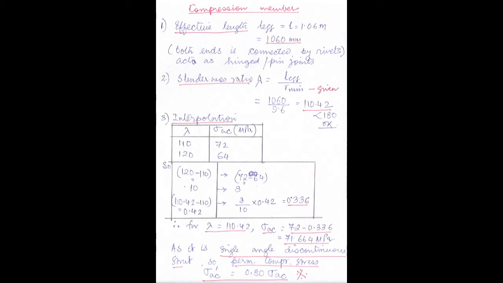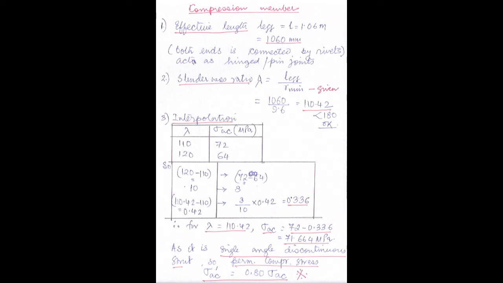Because in the question it is mentioned that both ends are connected by rivets, so it will act as a hinge and a pin joint. Please refer to the table where I have mentioned how you should decide the effective length of a column. In case of both ends hinged, the effective length will be the original length of the member. So this is step number 1.